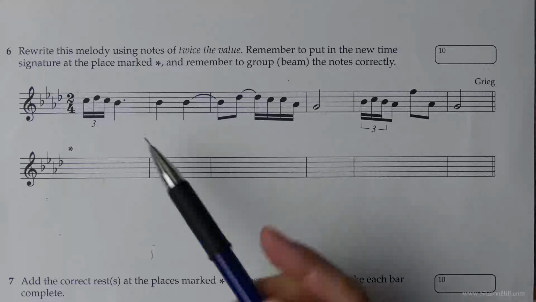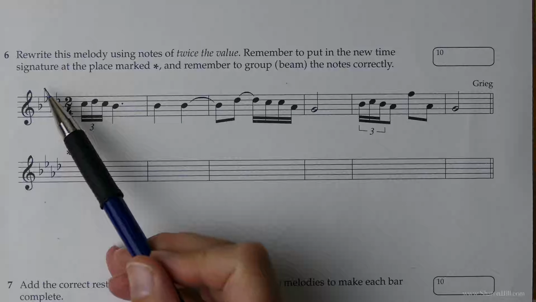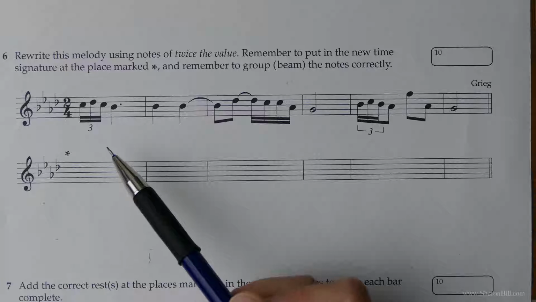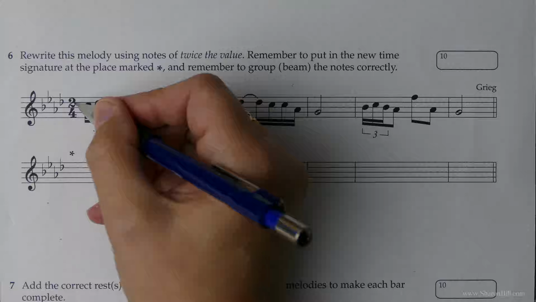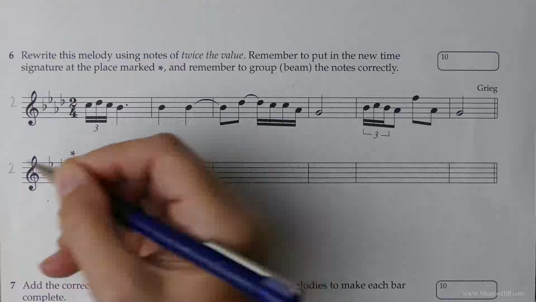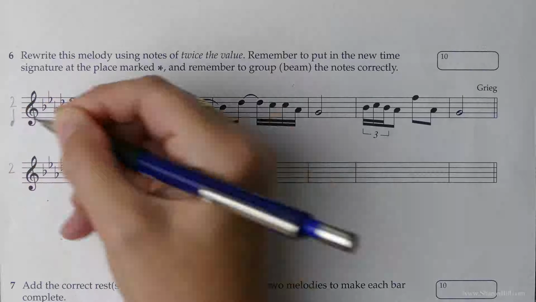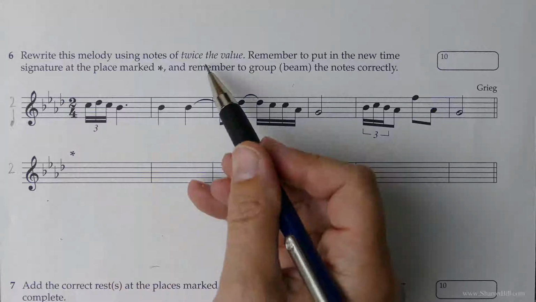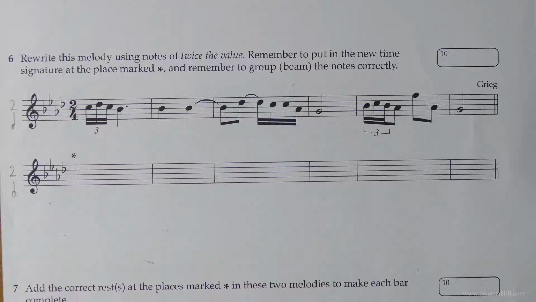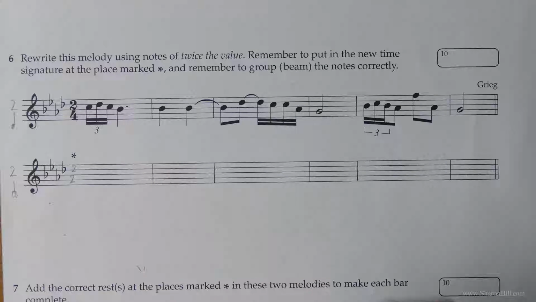We're asked to rewrite this melody using notes of twice the value. We need to put in the new time signature, and then group the notes correctly to that new time signature. So we always stay in duple time. This is 2 beats per bar, so this needs to be 2 beats per bar. These are 2 crotchet beats or 2 quarter notes, and in order to double that, make things twice the value, this needs to become 2 minim beats per bar, so our time signature is going to have to be 2/2, 2 half notes.